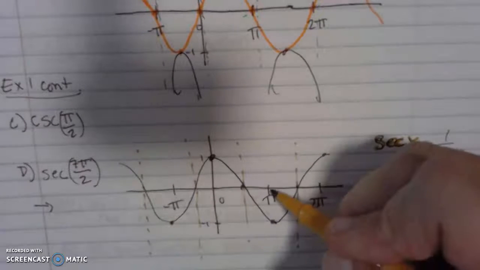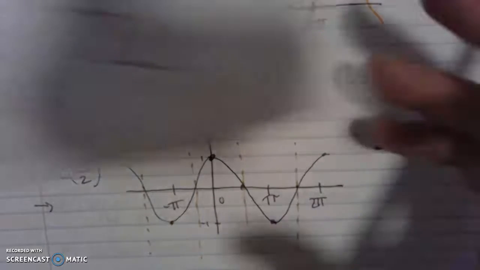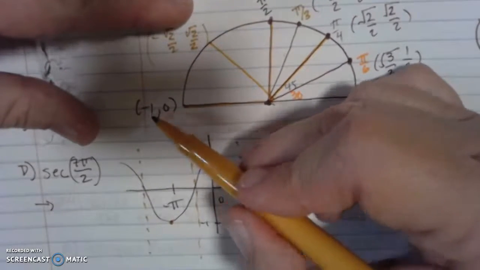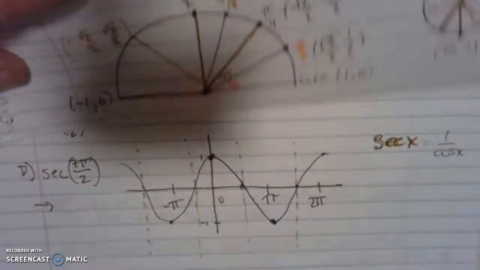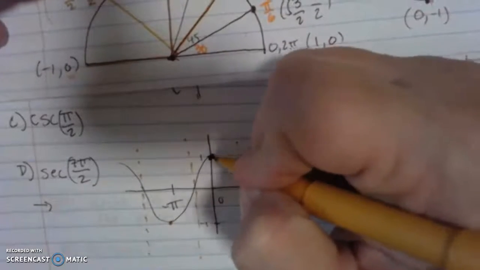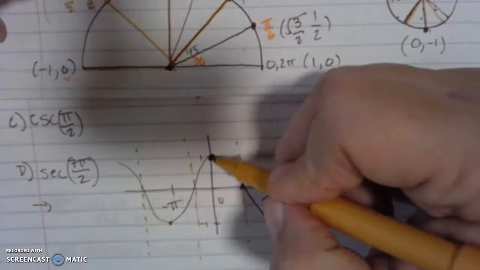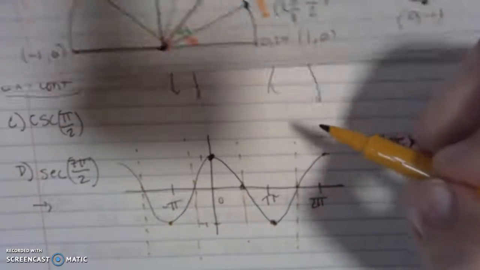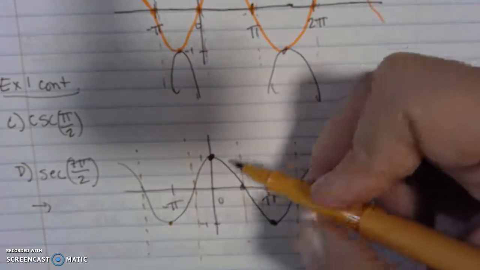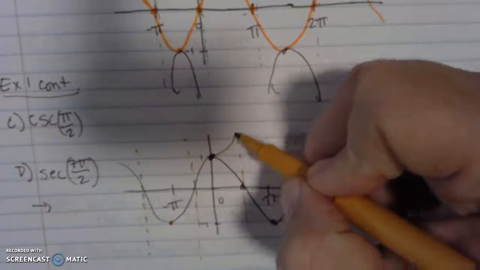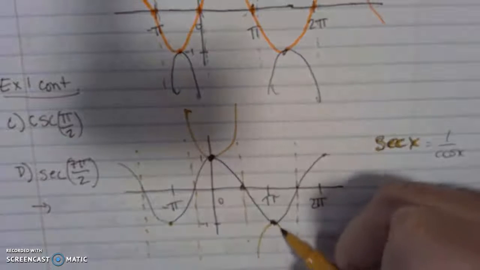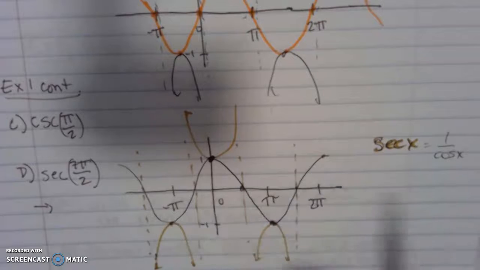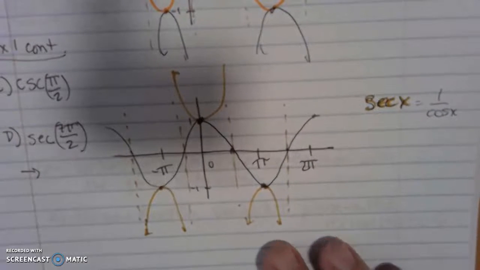But let's do this. What is cosine of pi? Cosine of pi is -1, so 1 over -1 is -1. Cosine of 0 is +1, so 1 over 1 is 1. And then as I get closer to pi halves, my secant is undefined. So it's going to go up like this. This is going to go down like this. Did I say cosecant? I meant secant. Sorry about that. That is the graph of secant.